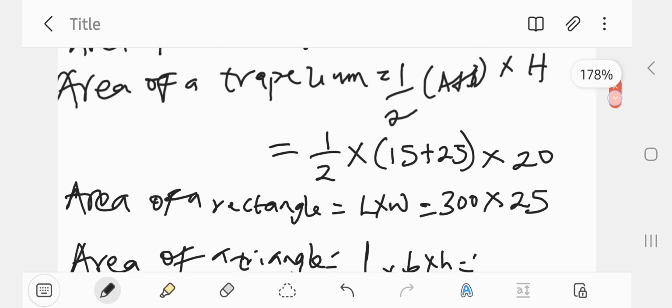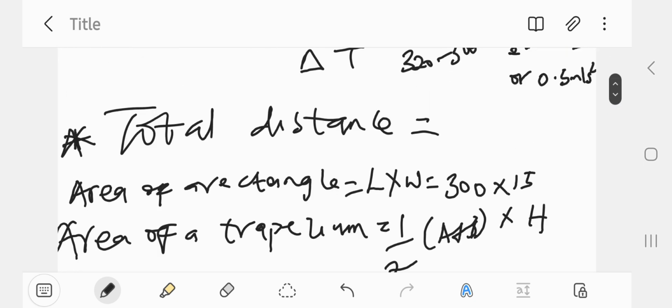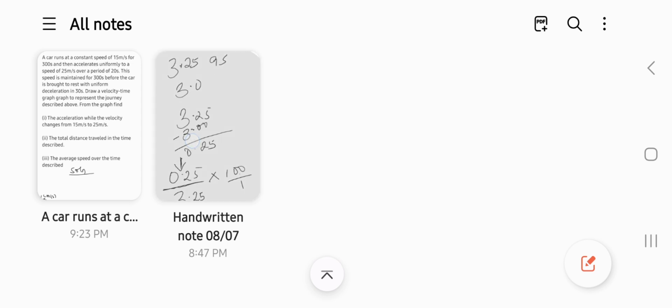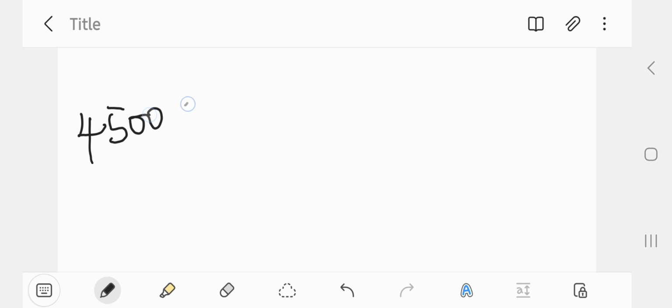So for the first part, we have 300 multiply 15. Let's go and analyze that. So 300 times 15 is going to give us 4,500. So for this, we are going to have 4,500 as the area. Let me write it down. So for the first one, you have 4,500 plus the second one.